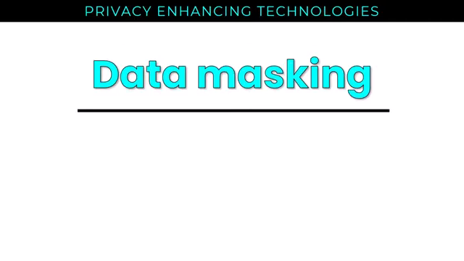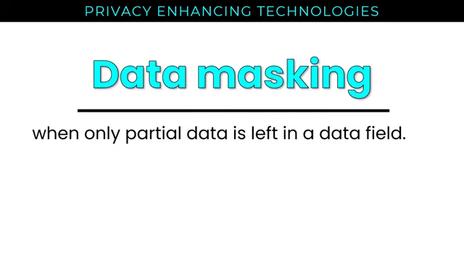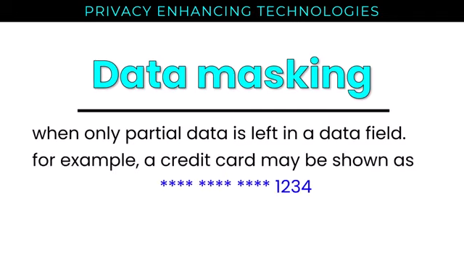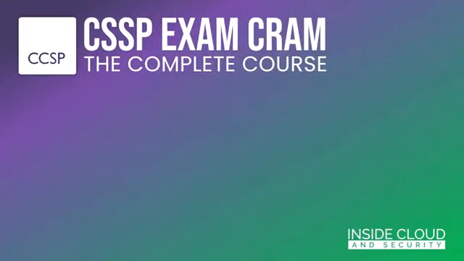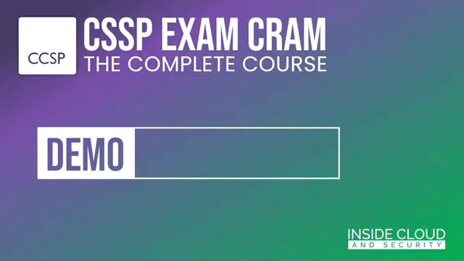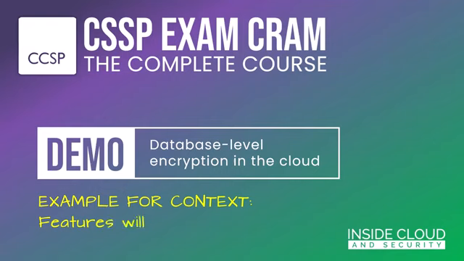So data masking. So we only have partial data left once we've masked data in a field. For example, a credit card would be shown as a series of asterisks with only partial data. We'll see a similar technique used for Social Security numbers. Commonly implemented within the database tier, but it's also possible in code of front-end applications. And we have another good opportunity here for a quick show and tell for database level encryption in the cloud.